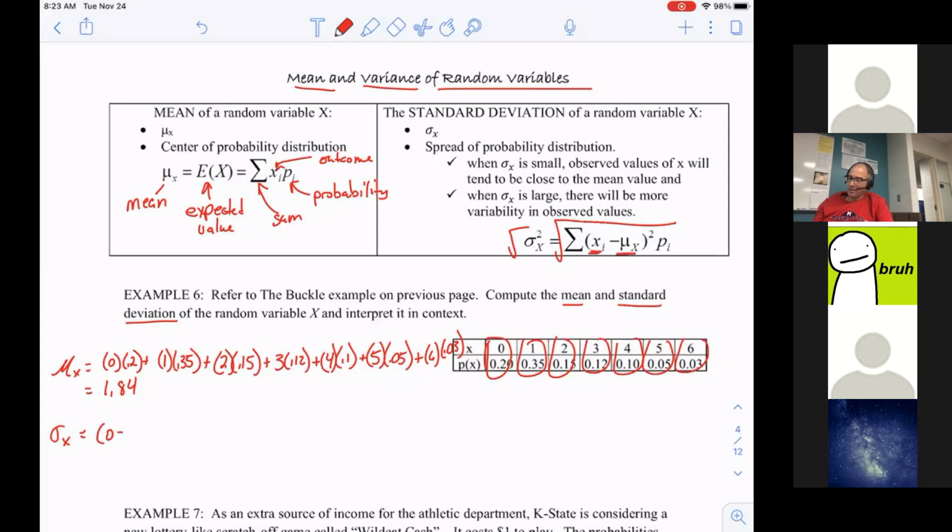We want that to be positive, so now we're going to square that, and then multiply it by its probability. So this becomes really ugly notation, because my mean is 1.84. We're going to square that and multiply it by its likelihood of 0.2. So the next term is going to be 1 minus 1.84. We're going to square that and multiply it by its probability of 0.35. Again, this is really ugly because we're going to do that for each term.